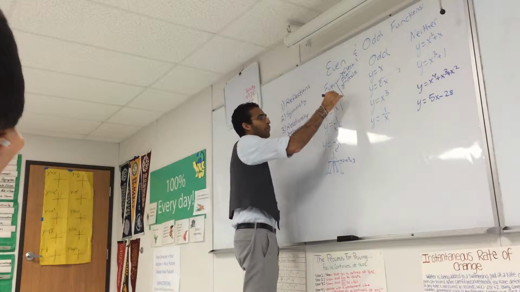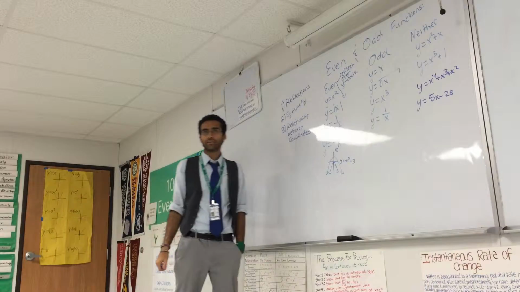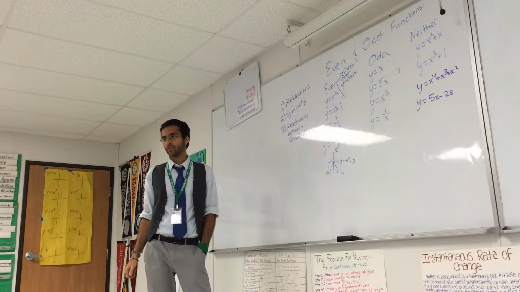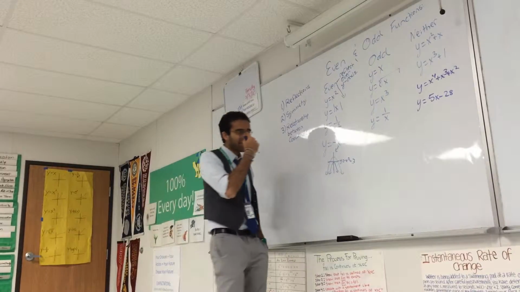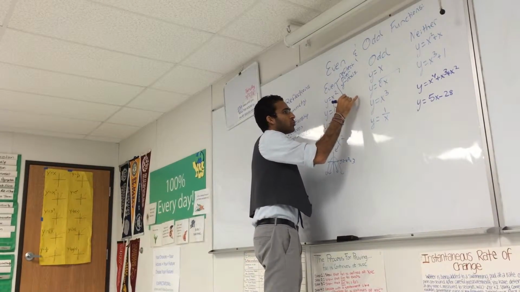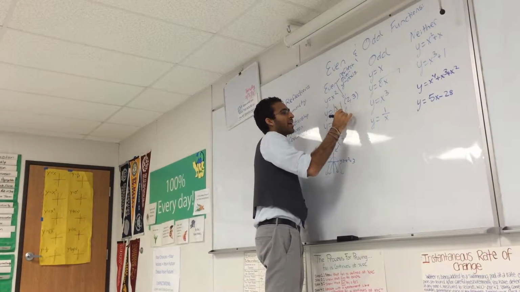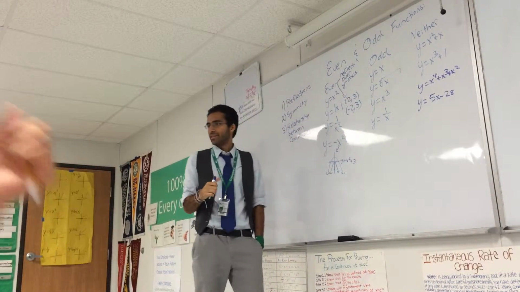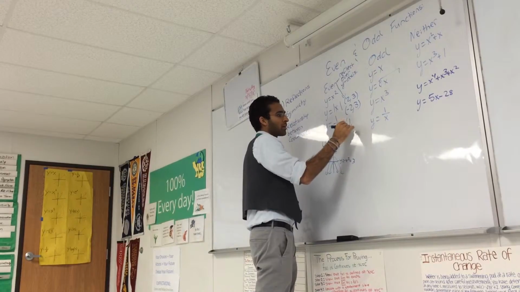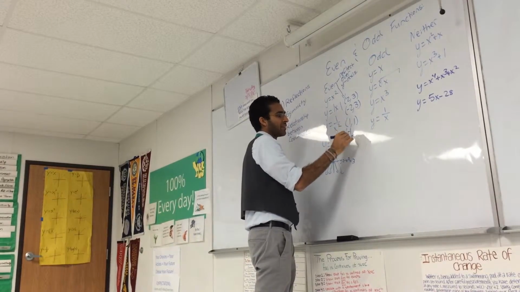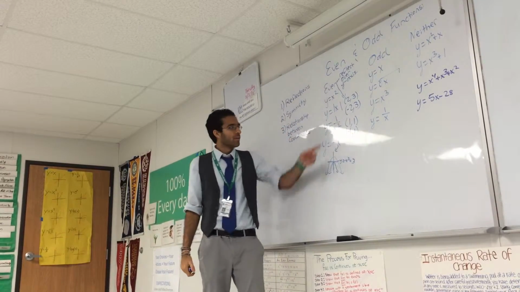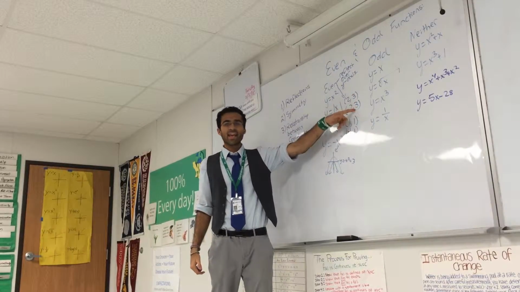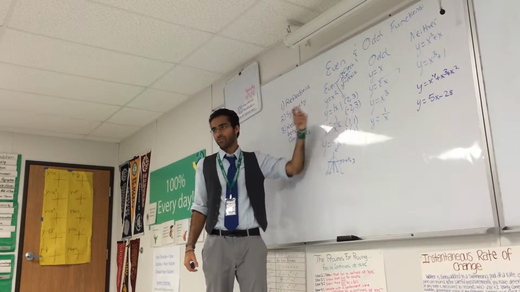The other really important point, no pun intended, is about the coordinates. The coordinates are as follows. If I have the point 2, 3, then I also have negative 2, 3. If I have the point 1, 1, I have negative 1, 1. The y values stay the same when I flip the x value.